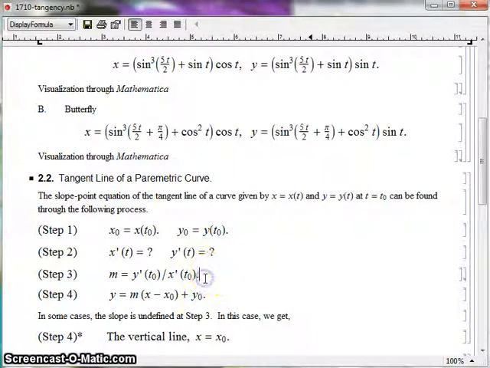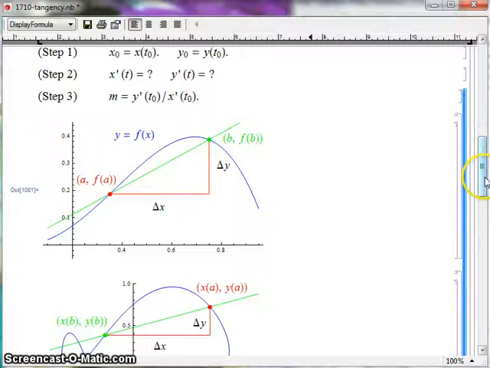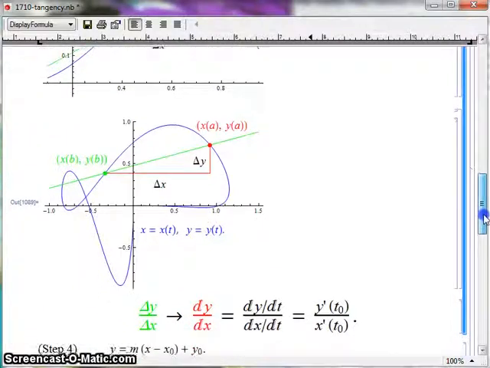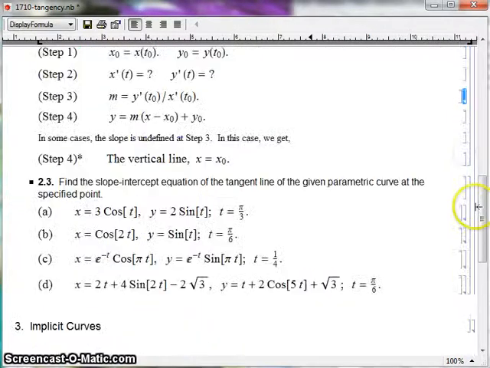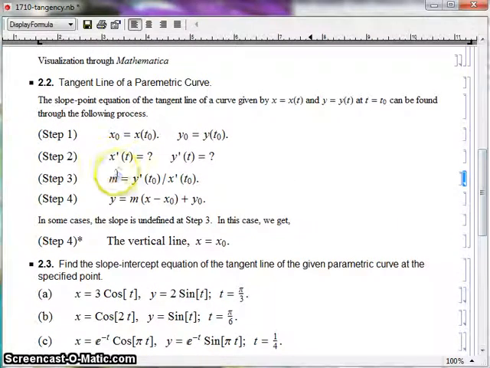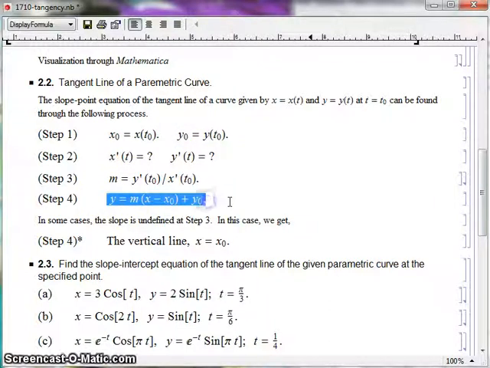And step 3 is the slope formula. How the slope of the tangent line is related to the rates of change. We saw this in the picture and the chain rule. Finally, if we have the slope and x coordinate and y coordinate, we're going to have the slope-point equation of the line. Exceptional case, when the slope is undefined, we're going to have a vertical line.